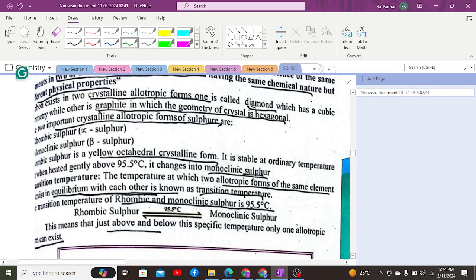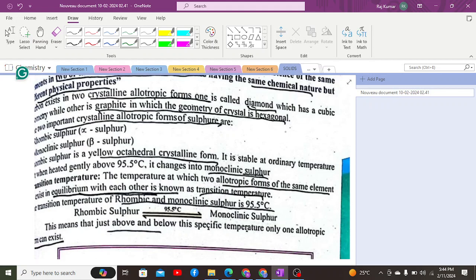Now, carbon exists in more than two allotropic forms. Generally, there are four, which include diamond, graphite, coal, and charcoal. Coal and charcoal are unstable forms. The ones we are going to discuss here are diamond and graphite. Diamond basically has a cubic geometry, while graphite has a hexagonal geometry.